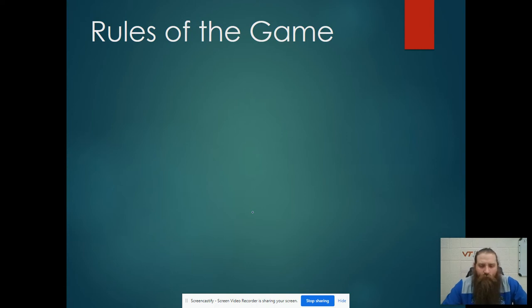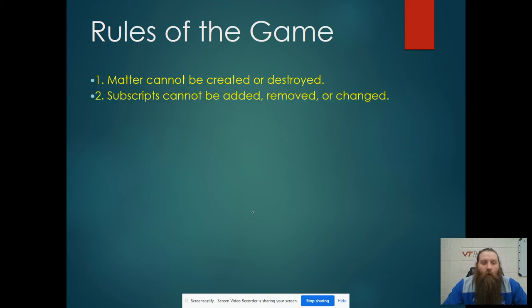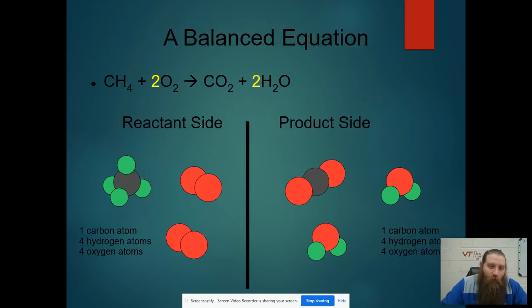So are there some rules for this? Like, how do I know to put those twos there? It's not just a guessing game. All right, first, we know that matter can't be created or destroyed. We know that the subscripts cannot be added, removed, or changed. This is really important. Do not change the subscripts in order to balance something. So where is the subscript? These. These are immutable. Do not change them. If you change the subscripts, you change the chemical.